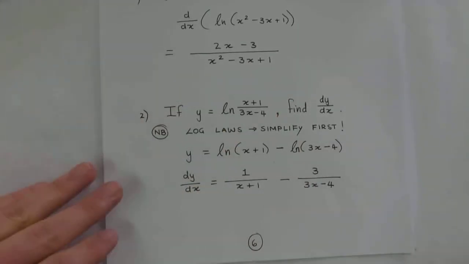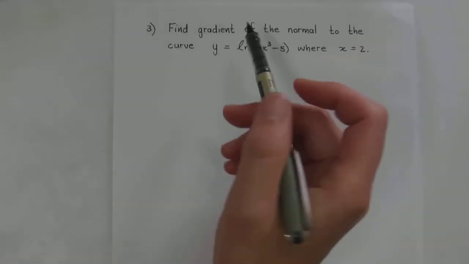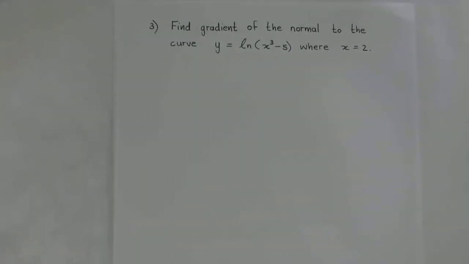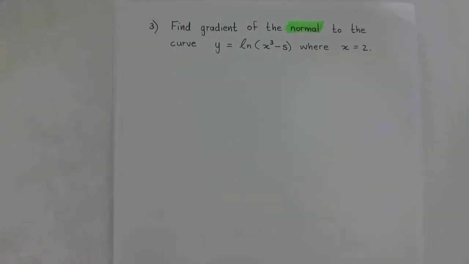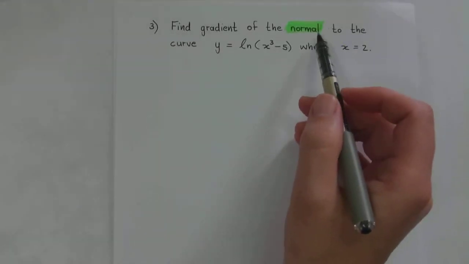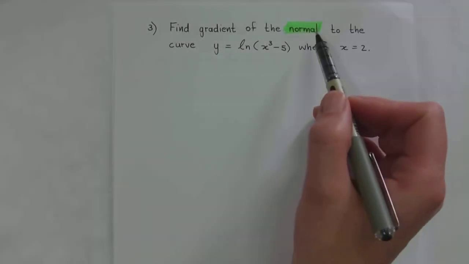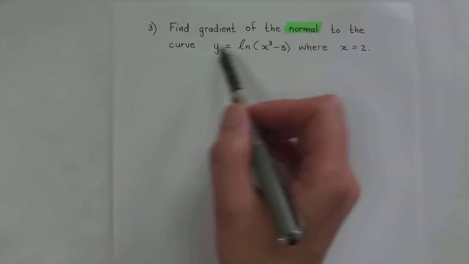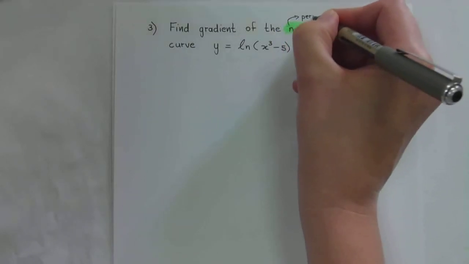Right. So, next example, 3. Number 3 says, find the gradient of the normal to the curve. Please be careful with that one, because they are not asking for the gradient of the tangent, they're asking for the gradient of the normal. I'm not exactly sure if we have discussed this before, but I'm going to mention it to you again. The normal to the curve does not have the same gradient as the curve. The normal to the curve is perpendicular to the curve. So let me just write that. The normal is perpendicular to the curve at that point.